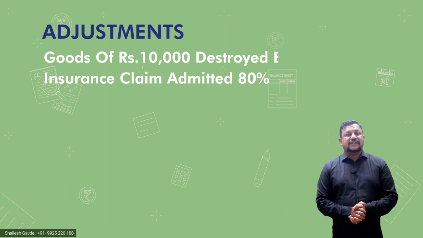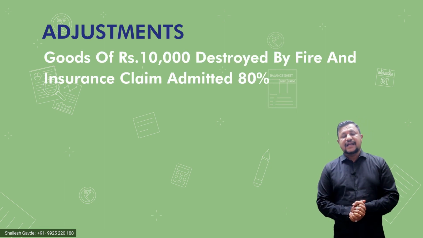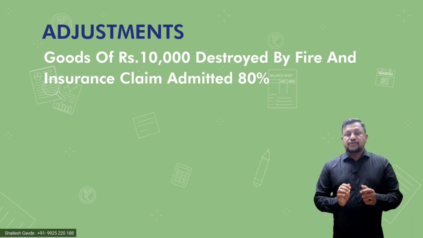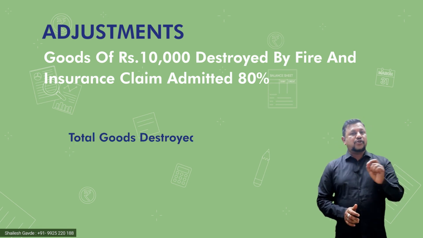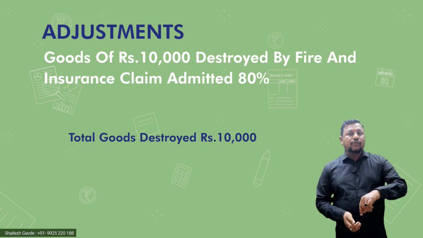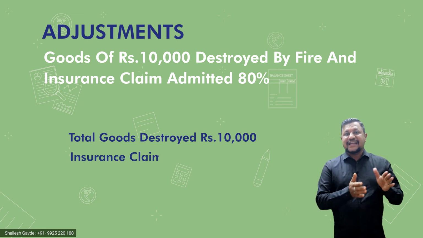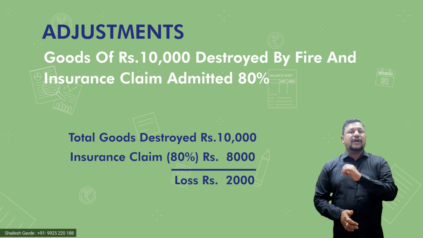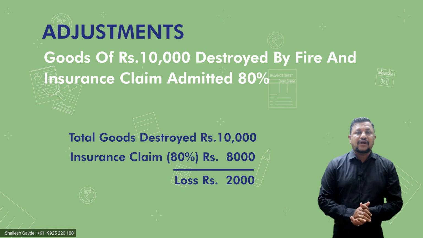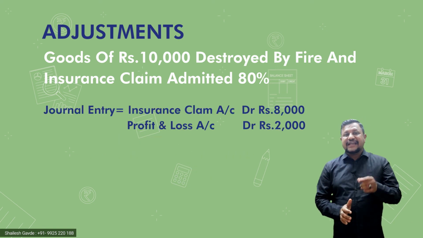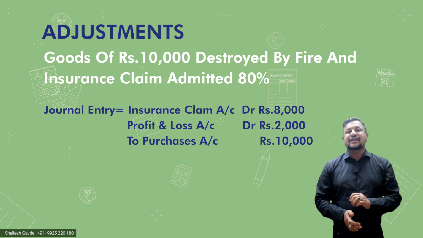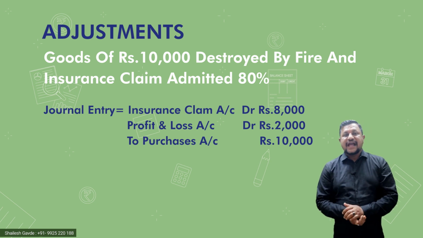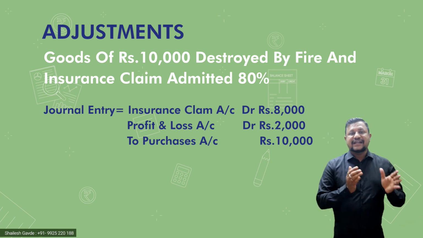Say goods of rupees 10,000 destroyed by fire and insurance claim admitted 80%. So total goods destroyed is 10,000. Out of that, insurance claim admitted is 80%, that means 8,000. So there was a loss of 2,000. Now if we talk about the journal entry of this transaction, insurance claim account debit 8,000, profit and loss account debit 2,000, and to purchase account 10,000.